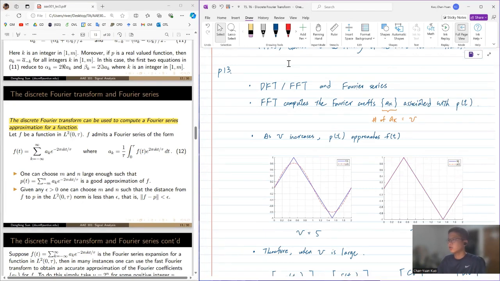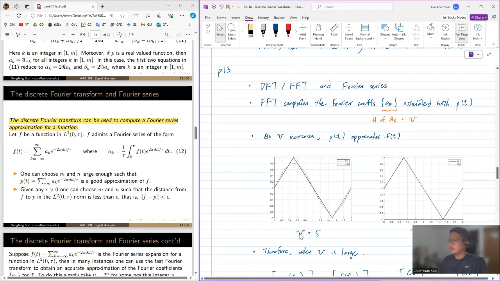Okay, now let's talk about the relationship between FFT and the Fourier series. First, let's recall what FFT does. Basically, FFT computes the Fourier coefficients associated with the approximation function PT. Here, the number of coefficients is equal to nu. And we know that as the number of coefficients increases, the approximation function is going to approach the original function f of t.